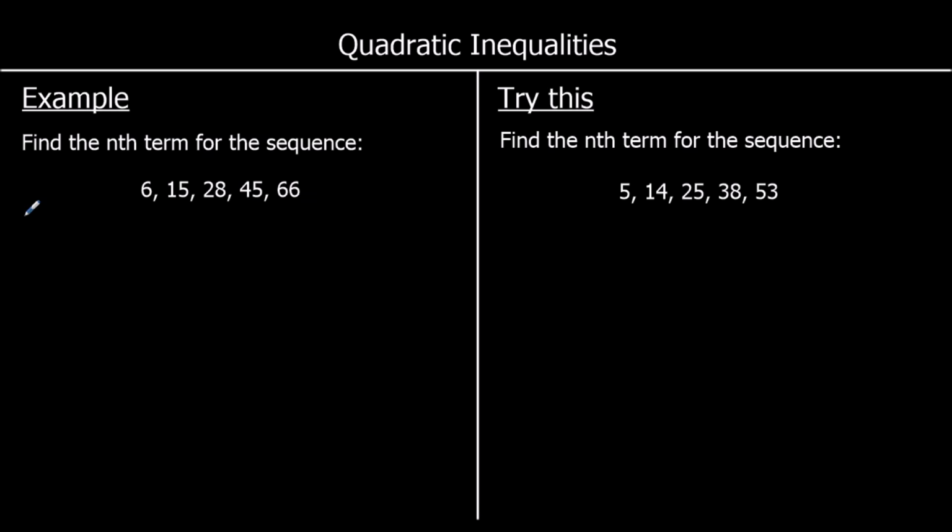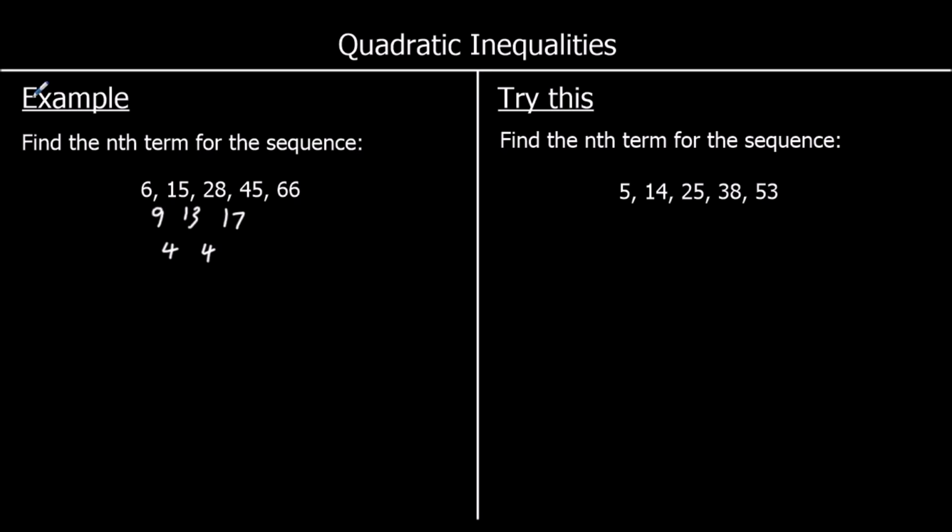So let's have a look at a quadratic sequence. So here we've got the first 5 terms of a sequence. Let's work out the first difference. So from 6 to 15 is 9. From 15 to 28 is 13. And from 28 to 45 is 17, and so on. The second difference, the difference between 9 and 13 is 4, and 4 again.